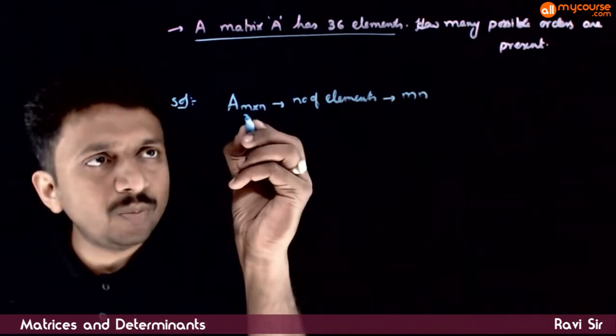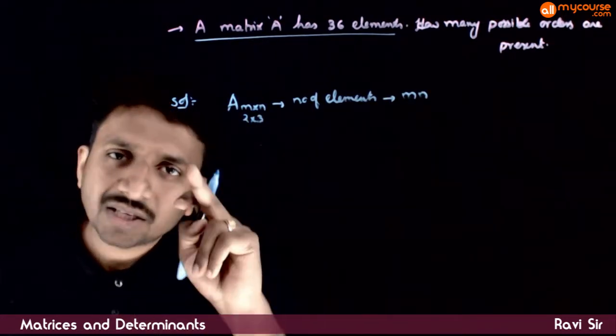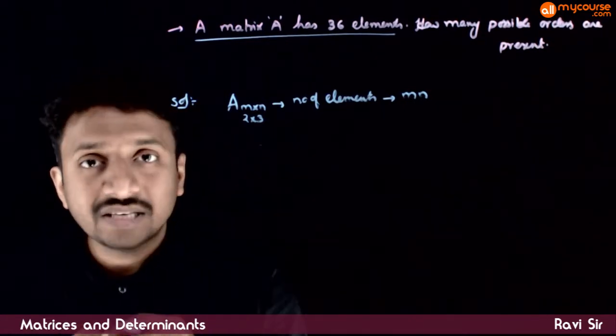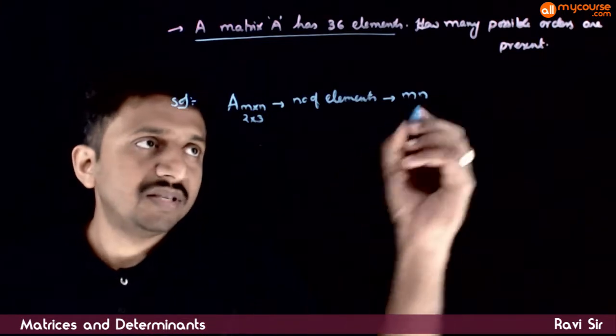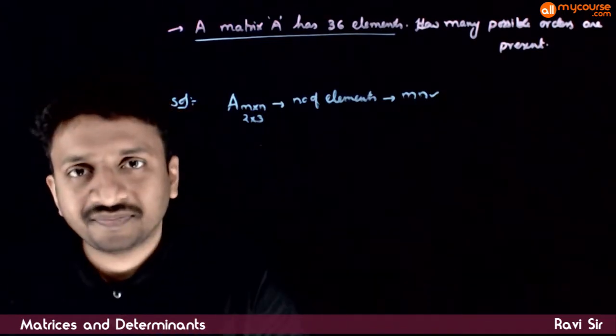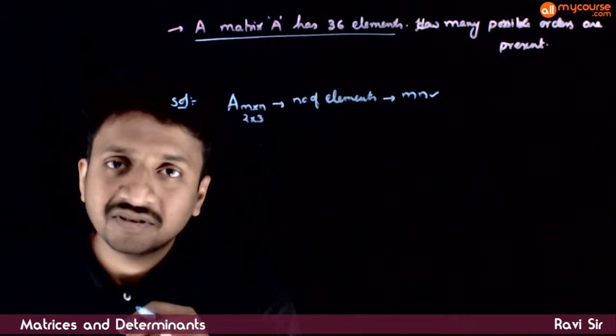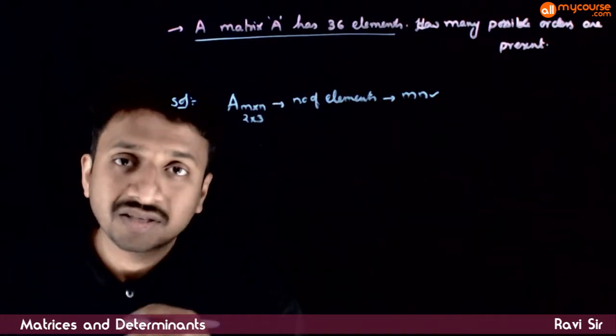If A is a 2 by 3 matrix, it has 2 rows and 3 columns. So how many total elements are there? 2 into 3, which is equal to 6 elements. So now a matrix A has 36 elements. So how many different orders are present?